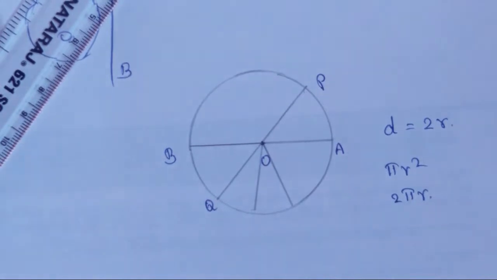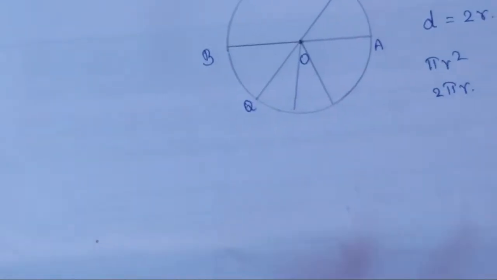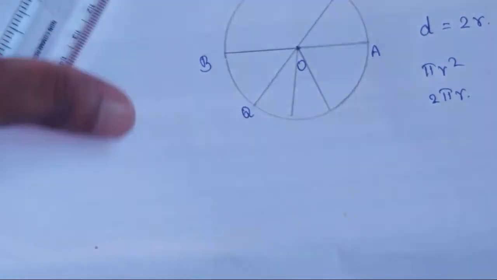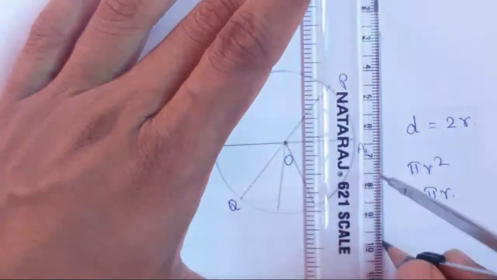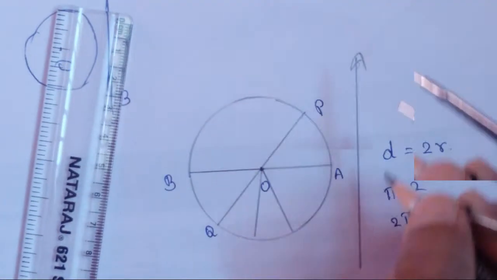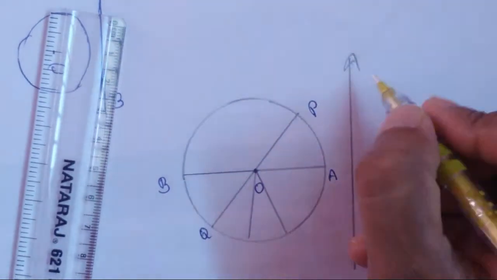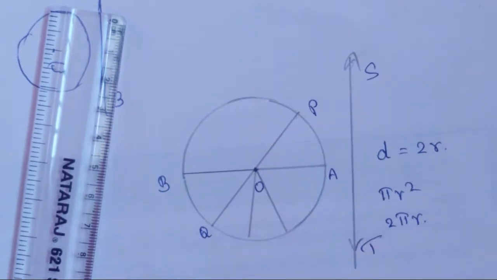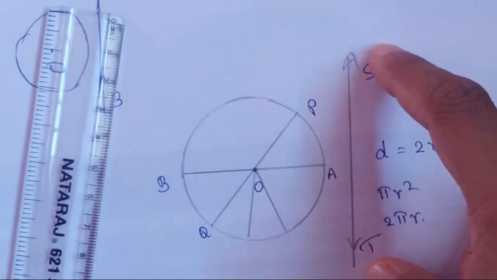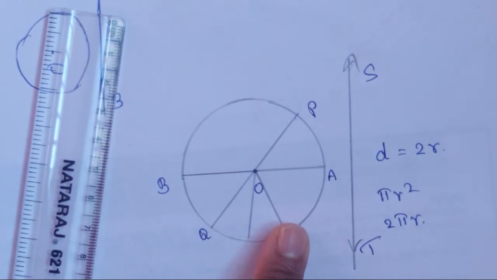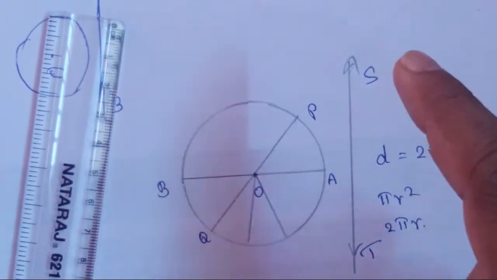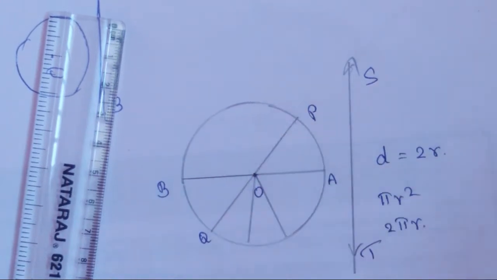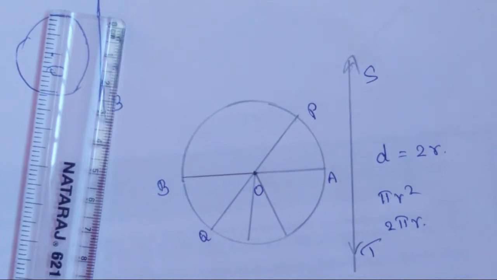And now if we draw one circle, okay, I will consider the same circle and I will consider one line. I will name this line as S and T. Then line ST is not touching the circle. Okay, line ST is not touching the circle. That means this is a non-intersecting line.